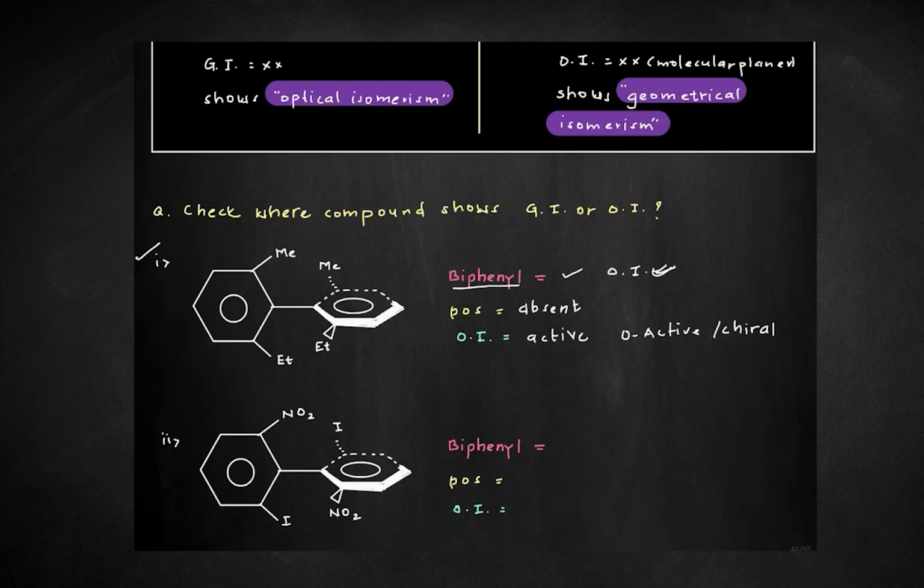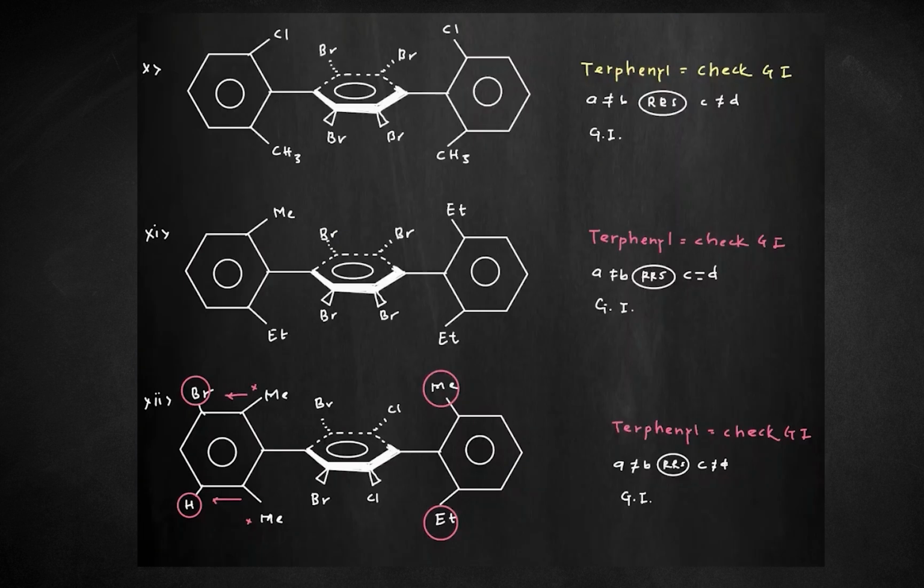Clear? Next, see. Again, this is a biphenyl system. So what do we have to check? Optical isomerism. Is POS present or absent? Yes, POS is absent here. And if it is absent, the molecule will be optically active, and it may be called a chiral molecule. So in this way, you have to solve the question. Okay, now let's solve the next question.